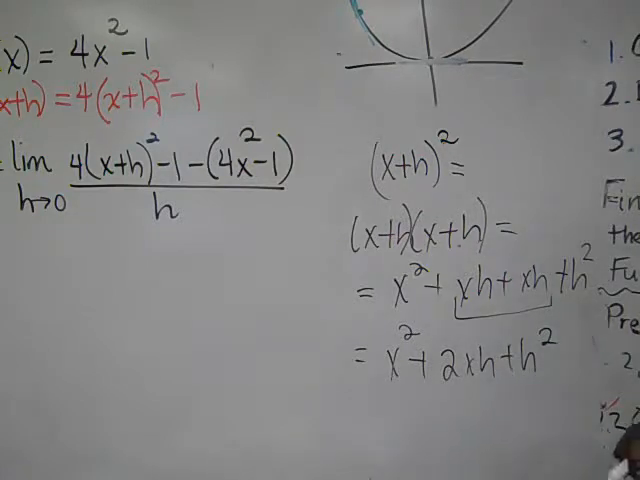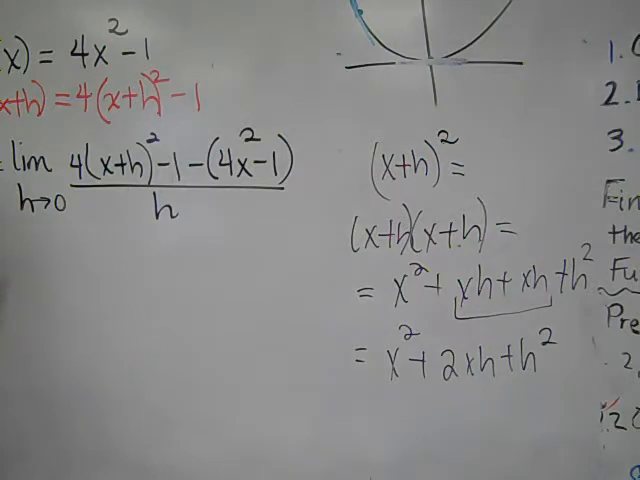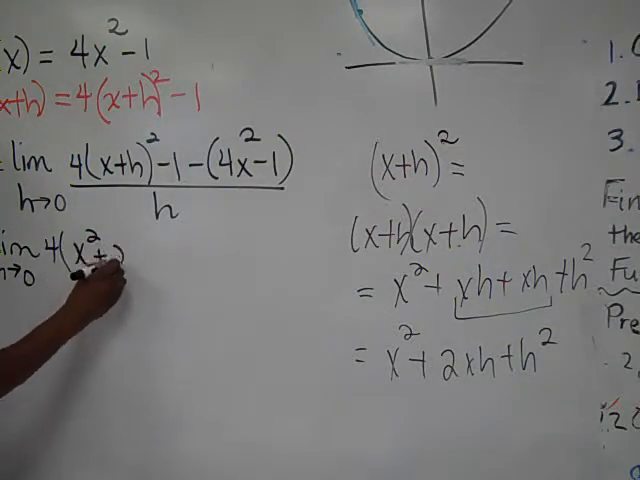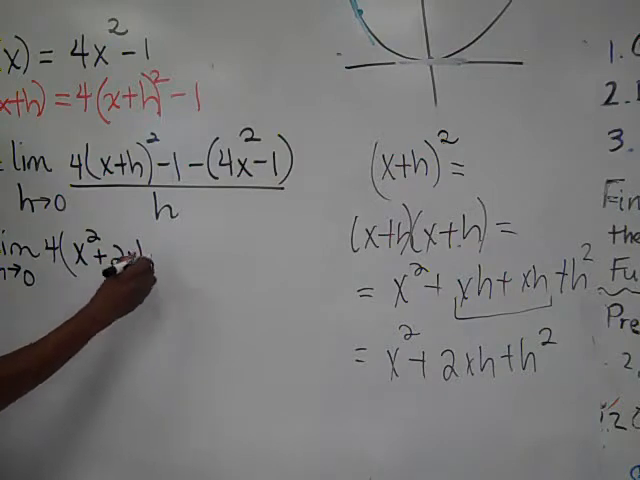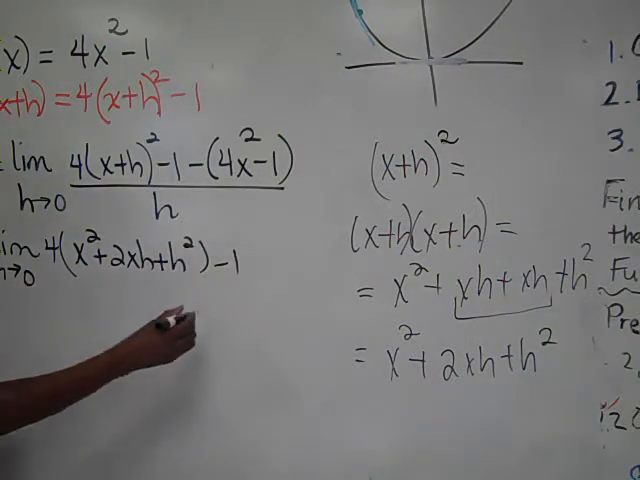Are you with me there? Yes. All of that goes in for x plus h squared. Don't forget the 4. I'm going to do that in the next step. So let's just put the 4 there, and then what do we get for the x plus h quantity squared? x squared plus 2xh plus h squared. And then minus 1.